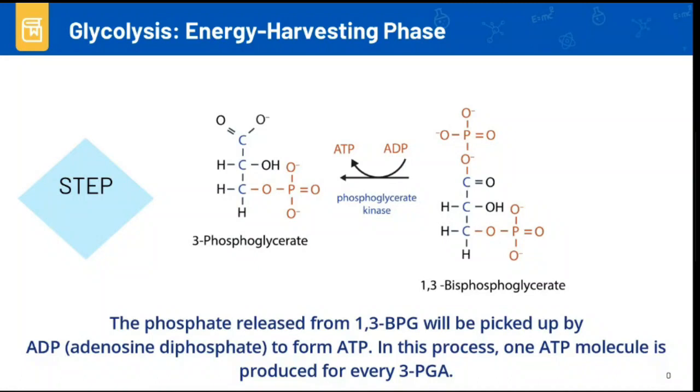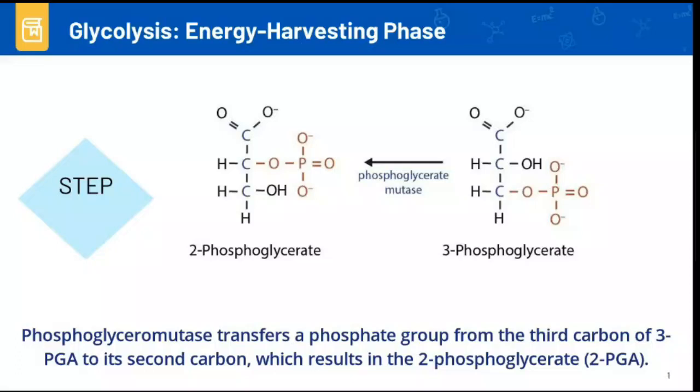Now, the next step, or the 8th step of your glycolysis. Okay? So the 3-PGA becomes your 2-phosphoglycerate, through an enzyme called your phosphoglyceromutase. So this enzyme transfers the phosphate group from the third carbon of 3-PGA to its second carbon, which results in the 2-phosphoglycerate. Okay, so the numbers before the names of the molecules involved in glycolysis present the location of your phosphate in their structure.